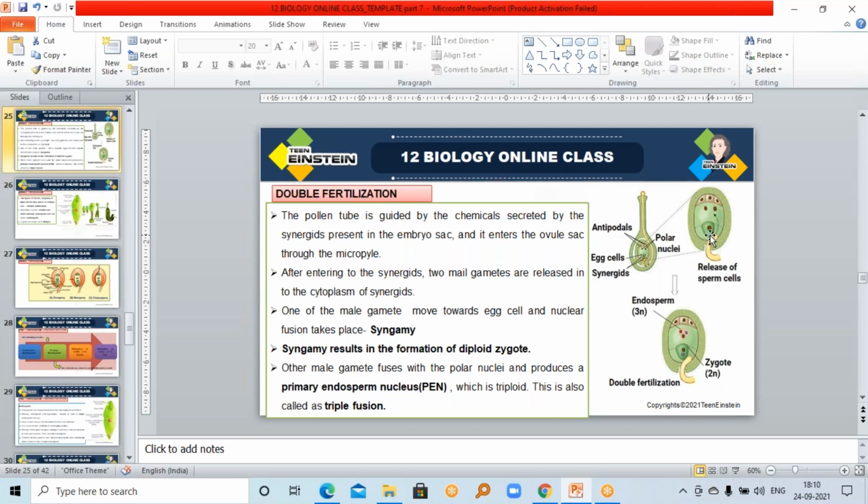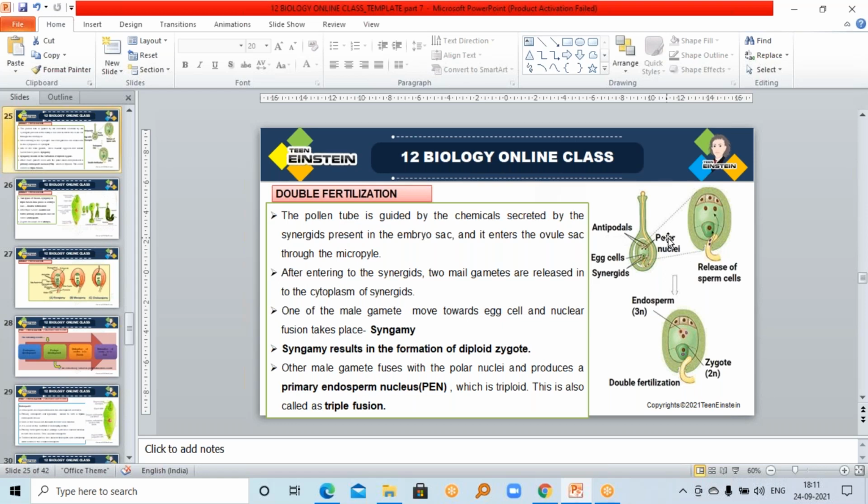Then after that entry, the pollen tube releases the two male gametes. You can see here the releasing of male gametes. Here you can see at the tip of this pollen tube, two male gametes. So the pollen tube, after reaching inside, releases the male gametes. There are two male gametes, right? Both male gametes are haploid.